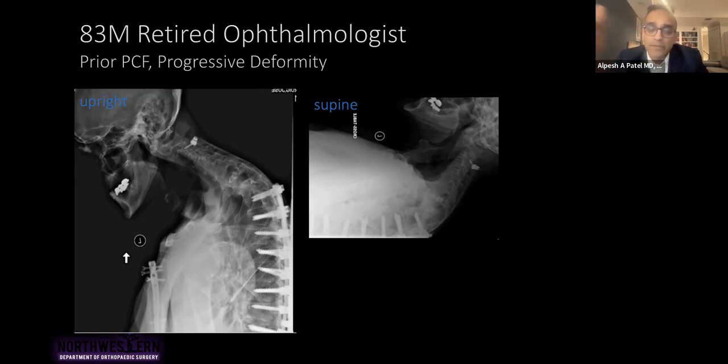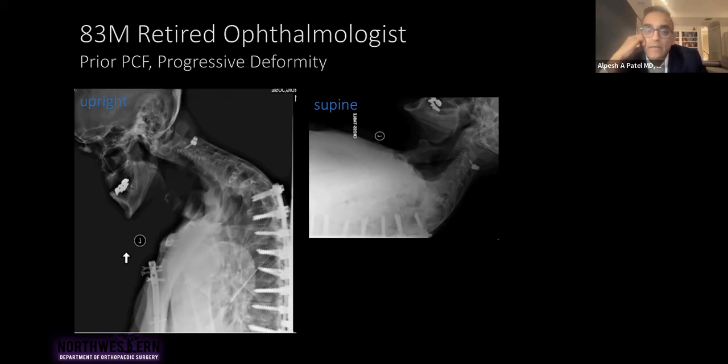Same problems we talked about earlier, has a hard time eating, drinking. But really his main concern was just severe posterior-based neck pain. So this is his upright film on the left, his supine film. Remember we talked about cross-table x-rays, bolstered x-rays. The image on the right is with him being supine with a bolster.